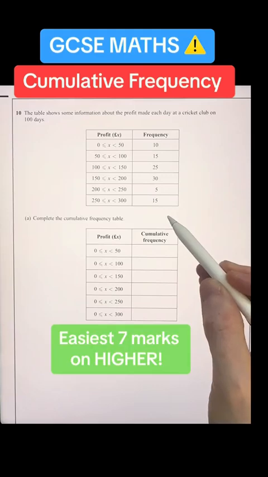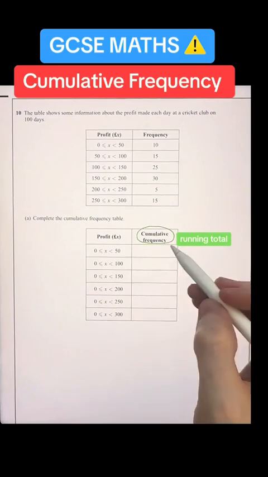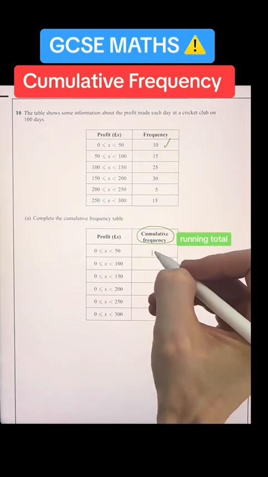Easiest 7 marks on GCSE Higher. Cumulative frequency means running total. So it's a running total of our frequency. So the first frequency stays exactly the same, in this case 10, and we just keep adding.